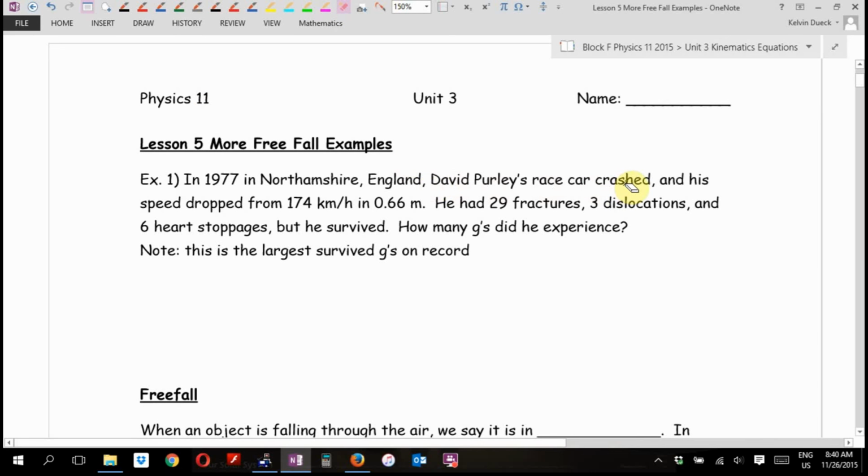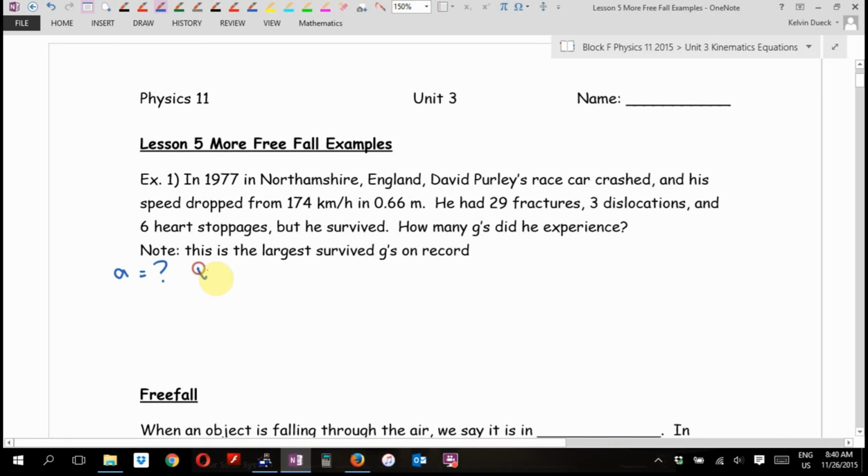If you crash, what's V final? In any crash, okay. His speed dropped from 174 kilometers per hour, we'll have to do a conversion, in 0.66 meters. He had 29 fractures, 3 dislocations, 6 heart stoppages, but he did survive. How many Gs did he experience? When I'm asking how many Gs, what I'm really asking you to find is acceleration. So let's write down A equals question mark. Then to change it into Gs, we'll divide our answer by 9.8.